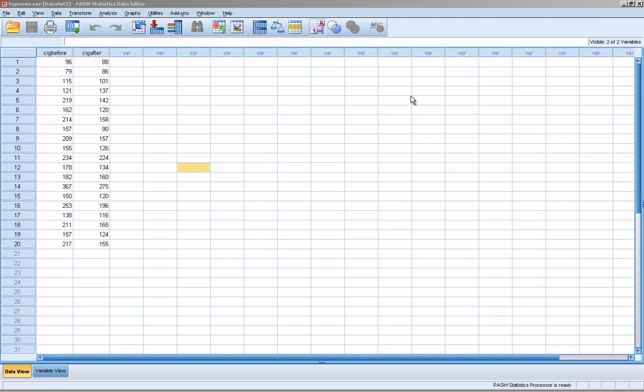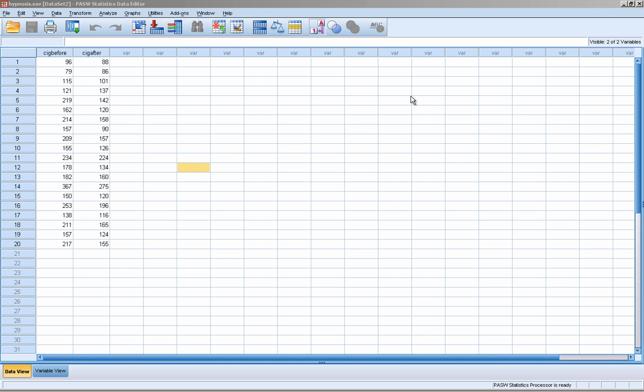Hi everyone, for this exercise we're going to be working through the second half of Appendix A8 from the Francis and Garing book. We're going to be looking at a paired samples t-test, and the data we're using is the hypnosis data. So what we have here is number of cigarettes per week that someone was smoking before hypnosis and number of cigarettes per week after hypnosis.